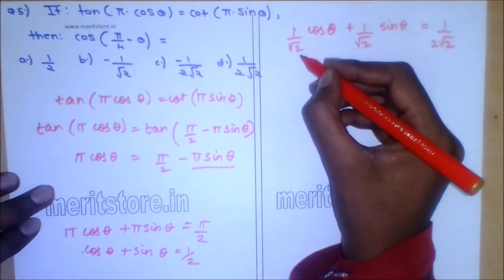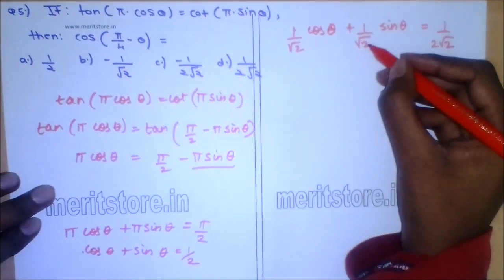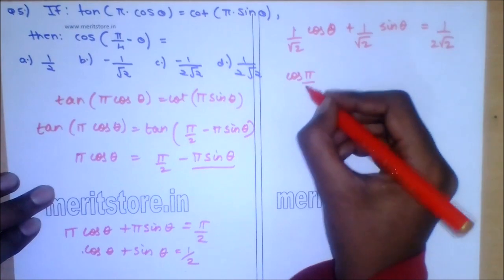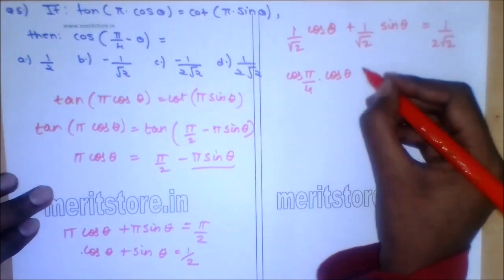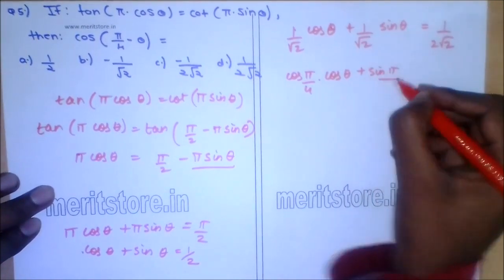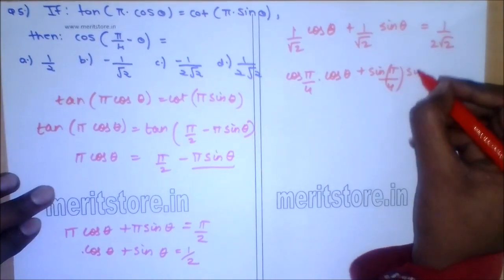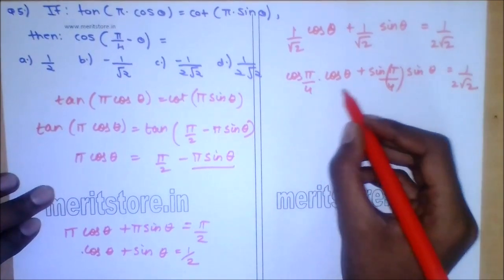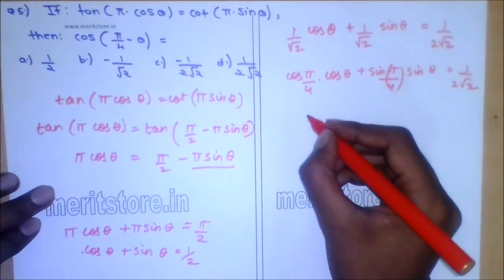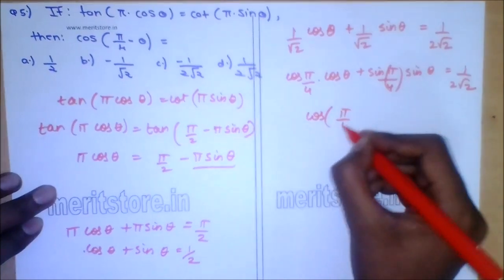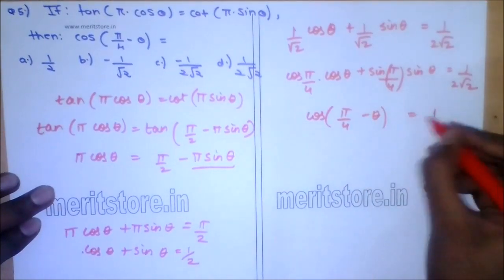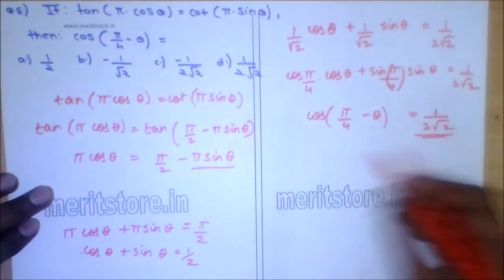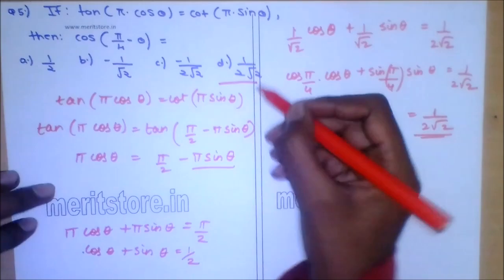Now 1 by root 2 is cos pi by 4 and 1 by root 2 is also sin pi by 4. So we can write this as cos pi by 4 cos theta plus sin pi by 4 sin theta equals 1 by 2 root 2. So this is the formula for cos of pi by 4 minus theta, which is equal to 1 by 2 root 2. So we got the answer. The answer is 1 by 2 root 2.